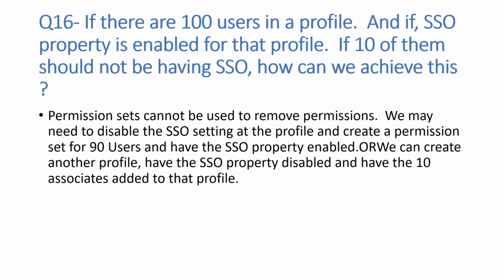16. If there are 100 users in a profile and if SSO property is enabled for that profile, if 10 of them should not be having SSO, how can we achieve this? So permission sets cannot be used to remove permissions. So we may need to disable the SSO setting at the profile level and create a permission set for 90 users and have the SSO property enabled. Or we can create another profile, have the SSO property disabled and have the 10 associates added to that profile.